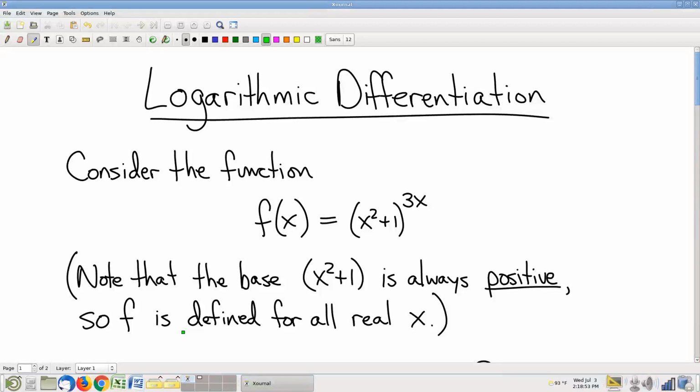Okay, so let's discuss this method called logarithmic differentiation. This addresses questions as follows. Let's think about this function here. Now, before we go on to talking about derivatives, let's think about the function itself.